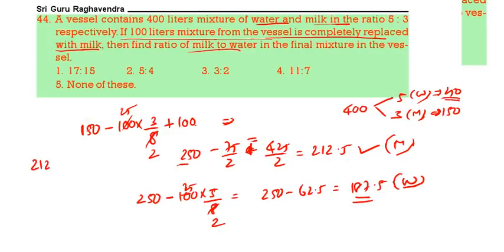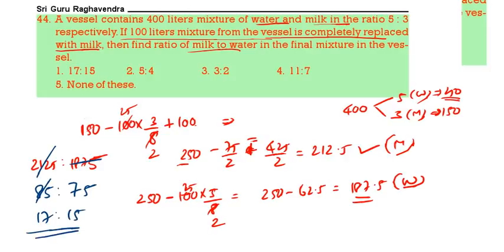So 212.5 is to 187.5. Now, with 25, 8 7s, 25 5s. With 5, 17 is to 15. Option 1 is the correct answer.